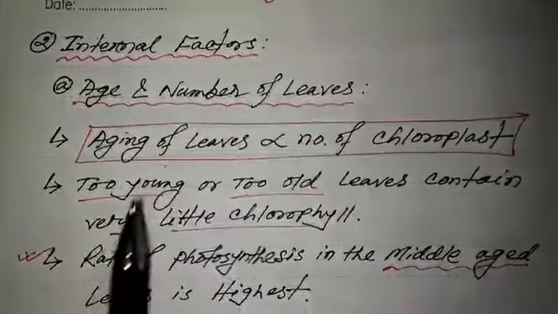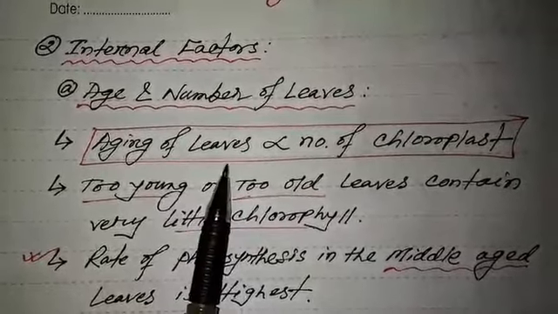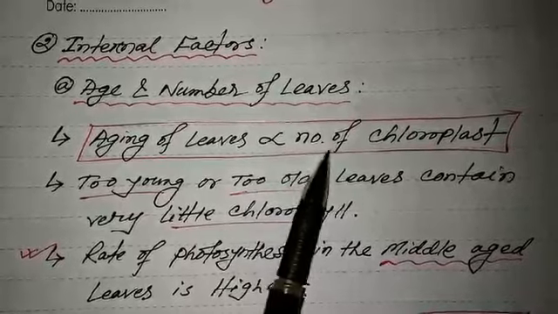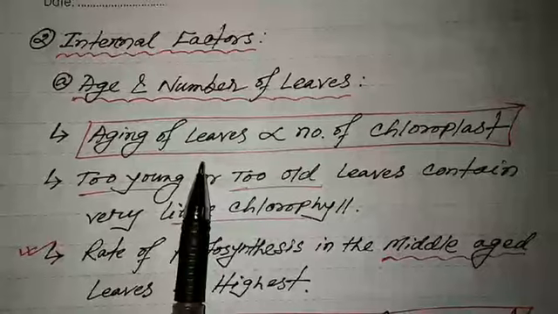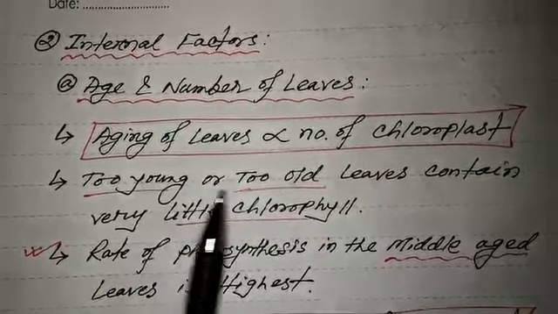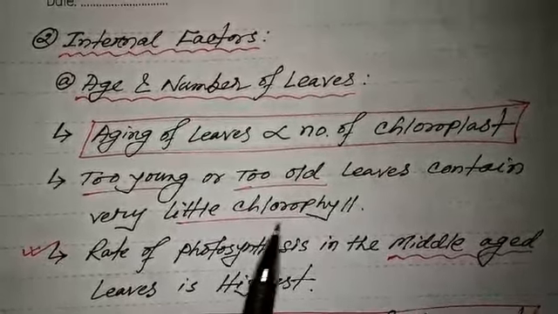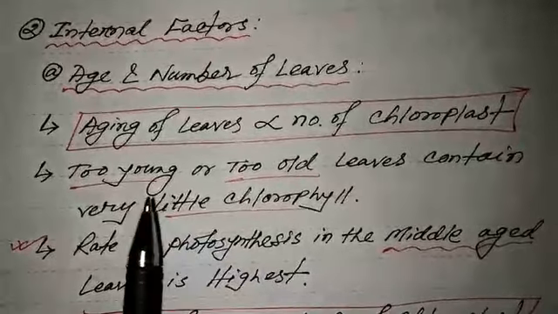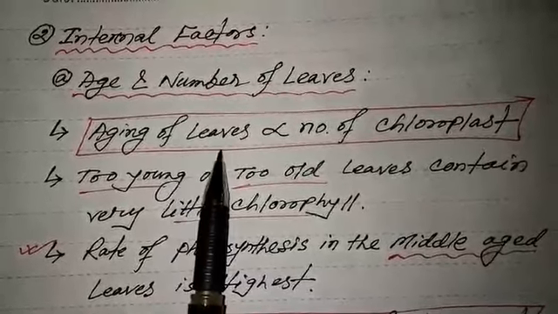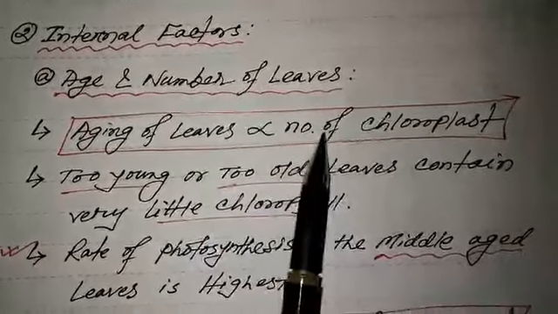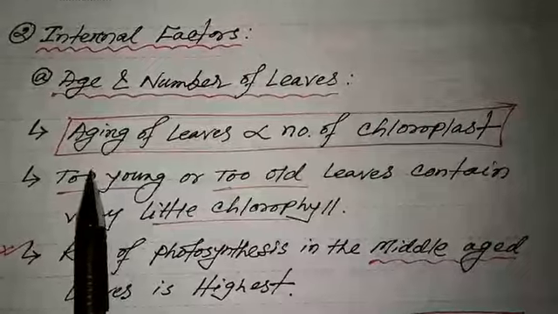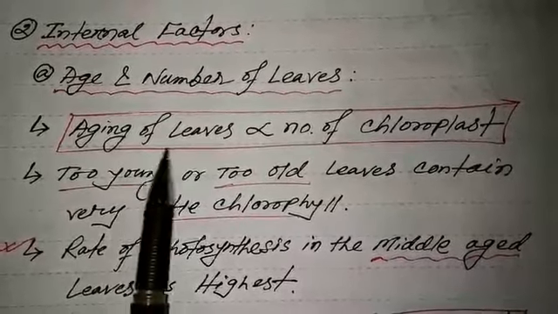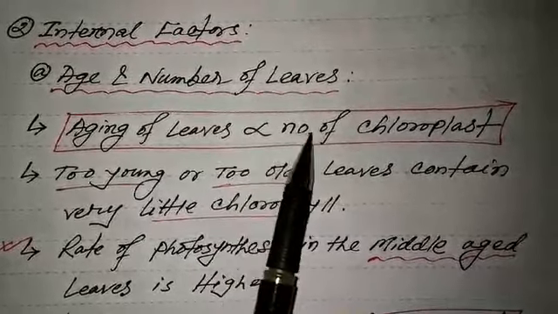Let's see. Aging of leaves actually is directly proportional to the number of chloroplast, because too young or too old leaves contain very little chlorophyll. As the age of leaves gradually increases, the number of chloroplast formation also will increase. So that's why I wrote here, aging of leaves is directly proportional to the number of chloroplast.